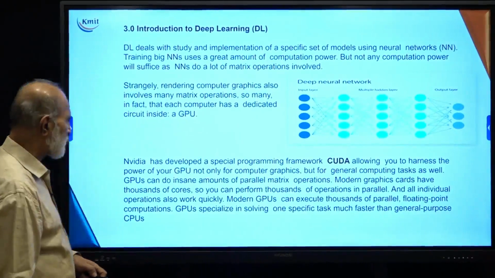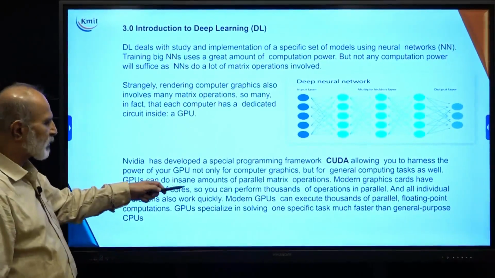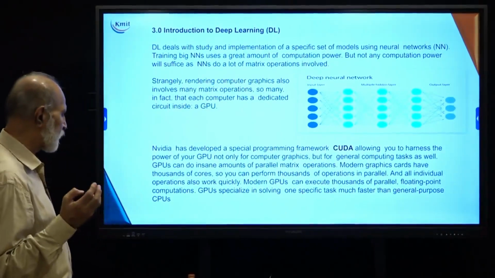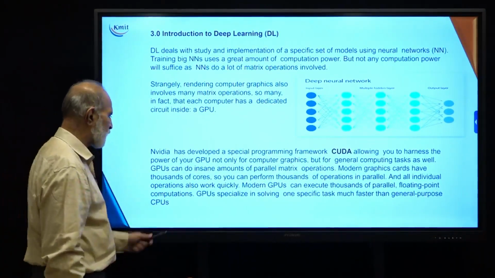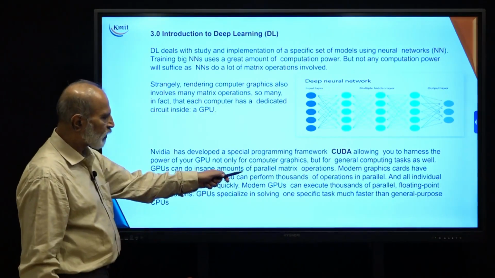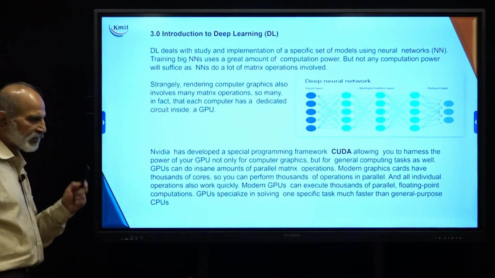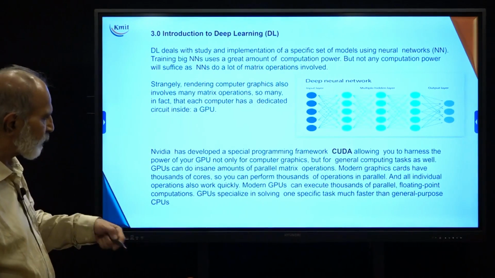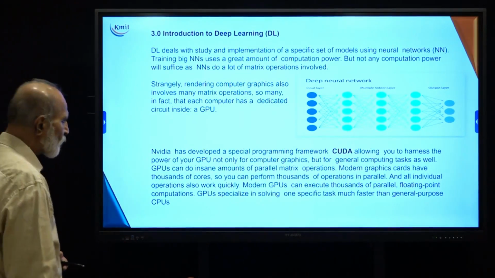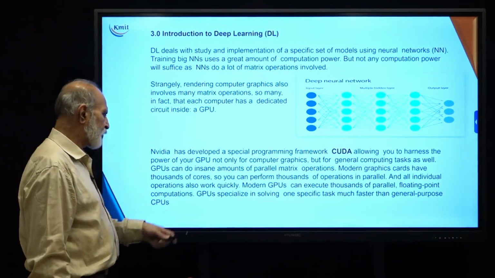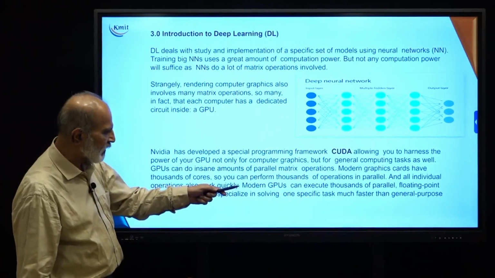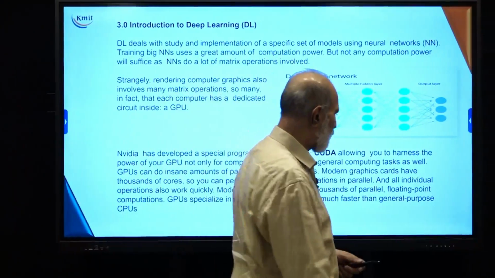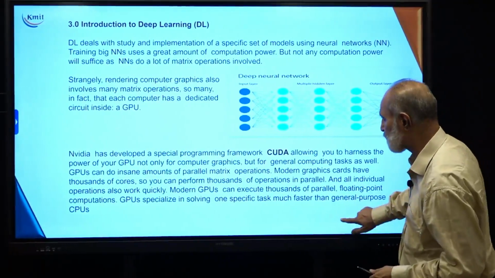Modern graphics cards have thousands of cores, and a core is nothing but a CPU having an arithmetic logic unit, a control logic unit and some kind of cache memory. So you can perform thousands of operations in parallel. That is why deep neural networks use CUDA as a programming language and the GPU as a programming engine inside. Floating point operations can also be done very quickly, and GPUs are specialized in solving specific tasks much faster than the CPU. So all our deep learning algorithms use the GPU as a basic engine.